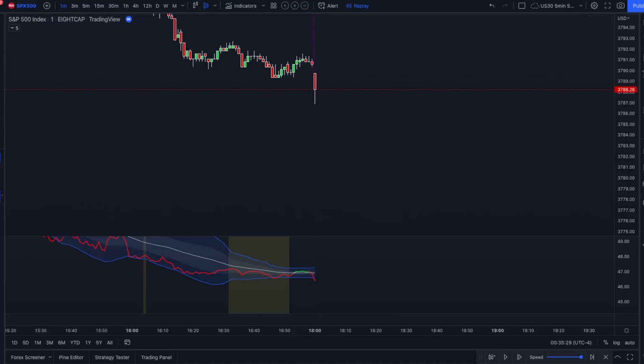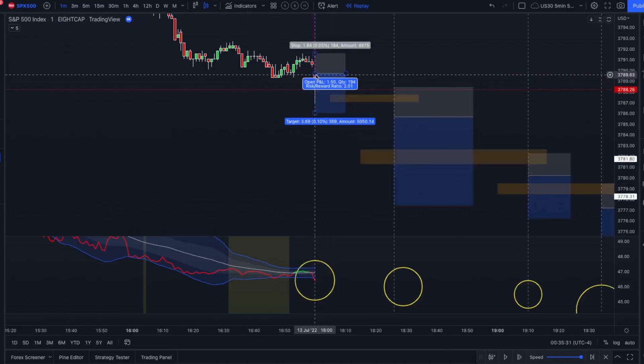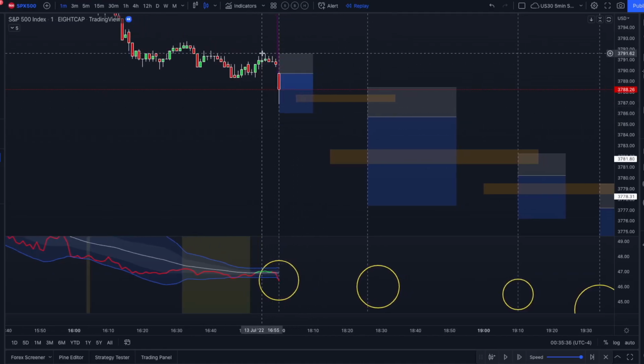So right here we saw that I entered on this gap down. As soon as I saw that opening gap, I jumped into a trade, moved my stop loss here to the upside, and let's see what happened afterwards.